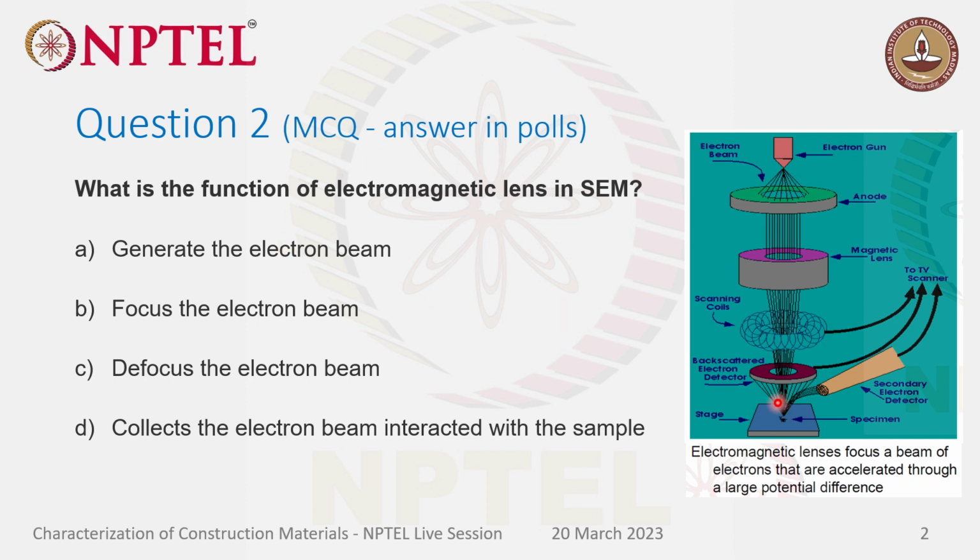Let's see the pictorial image of the SEM column here. So first we could see the electron gun. After that there is an anode plate. The beam comes through here, and there is a magnetic lens, scanning coils and all. So here the magnetic lens is there, right? Electromagnetic lenses, not only magnetic lens, electromagnetic lenses, focus a beam of electrons that are accelerated through a large potential difference. So electrons are generated from this electron gun. They pass through the anode plate. Then they go through the magnetic lens, the electromagnetic lenses. So this helps to focus the electron beam to pass down through the coils, lenses, magnetic lenses.